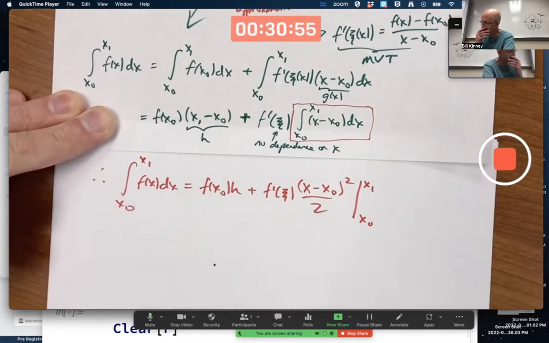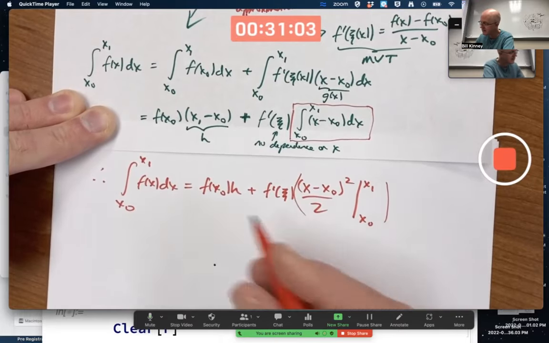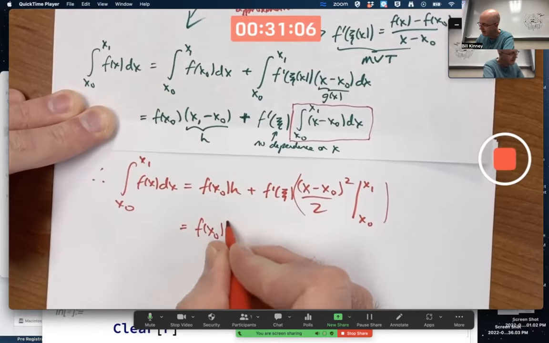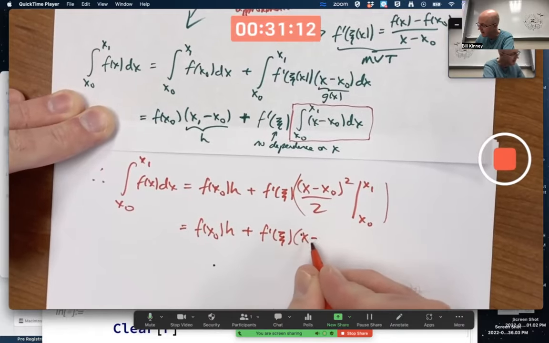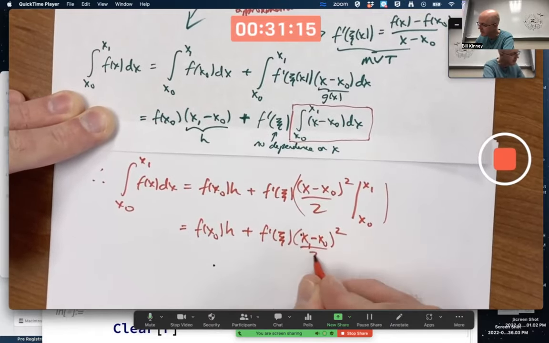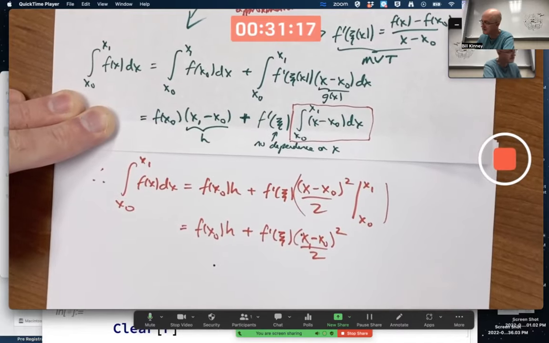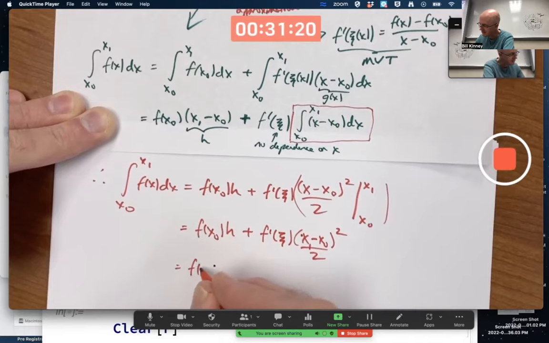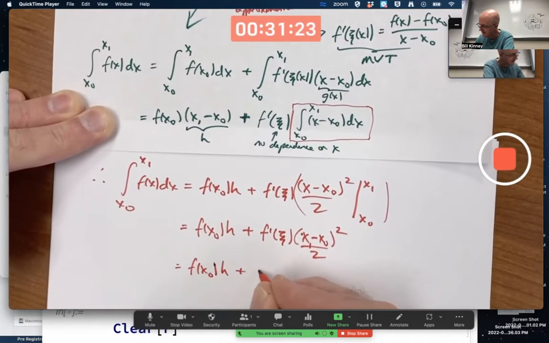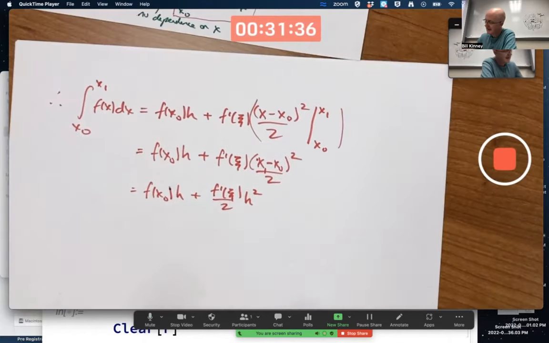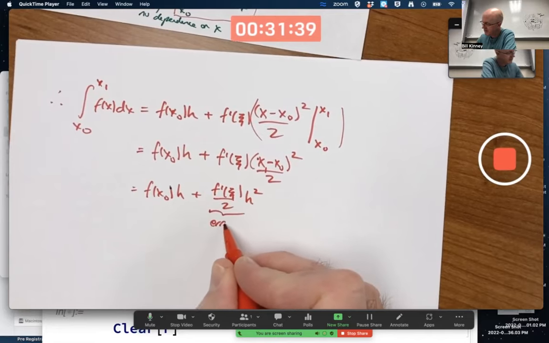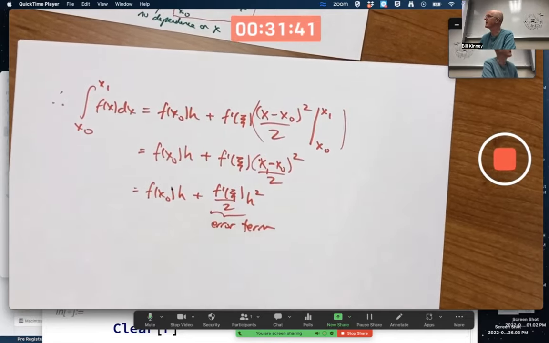It's just a little bit more convenient to write the answer that way, because when we now evaluate this from x0 to x1, when we plug in x0, we get 0. And what do you get when you plug in x1? You get x1 minus x0 squared over 2. In other words, h squared over 2. Like that. And there's the form of your error term. Kind of the simplest form of your error term.